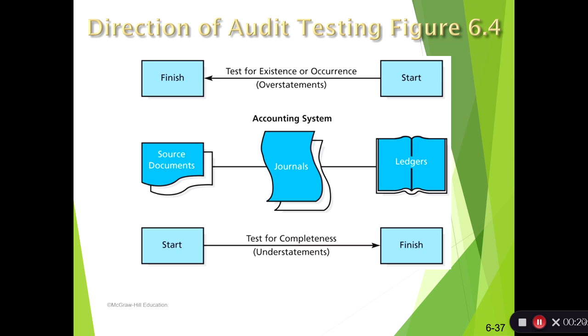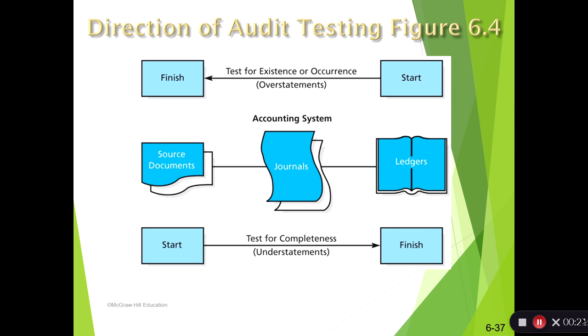So is the balance in the ledger a valid balance? And usually when you talk about existence, we're talking about overstatement. So is that overstated? Well, the way you find that or confirm it is you go back and see, do I have transactions listed for that balance? And then go back, do I have documents that provide evidence that those transactions are legitimate, right? So going back is existence and is for overstatements.